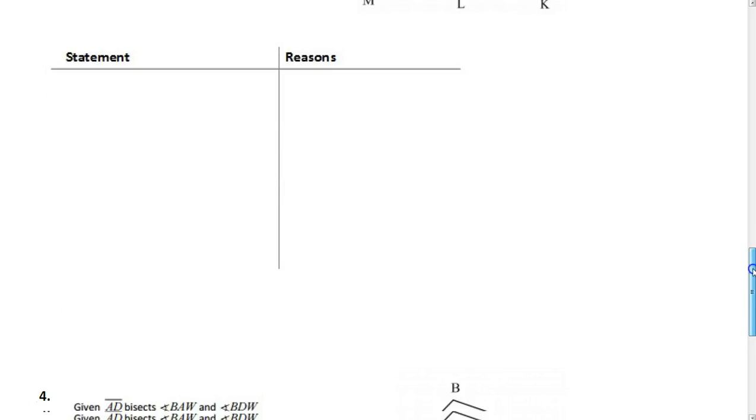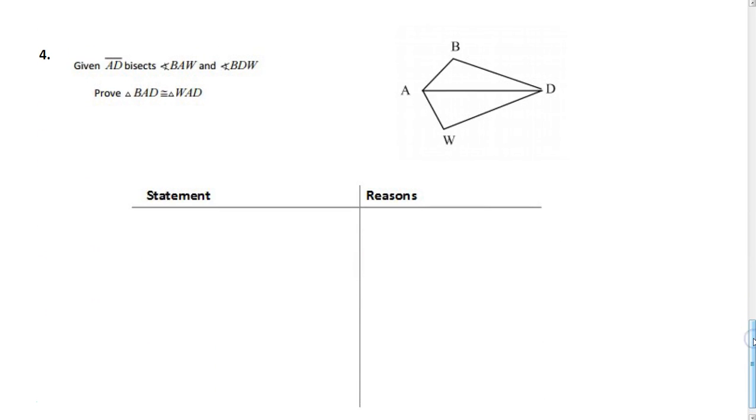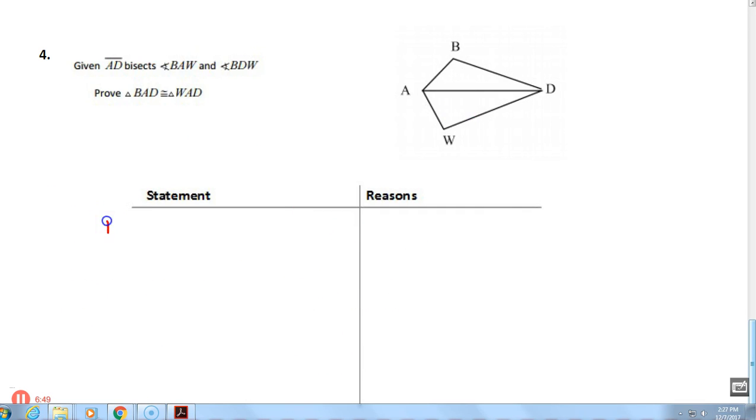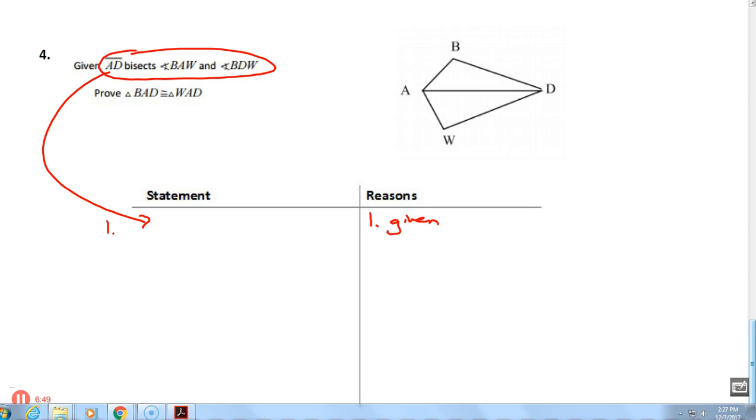Next one, number 4. Last but not least, I'm going to bust out my given. I'm going to say, hey, all this right here, given. Notice that they did not give me any sides or anything congruent. I have 0 congruent symbols yet. So I got to get all this on my own.